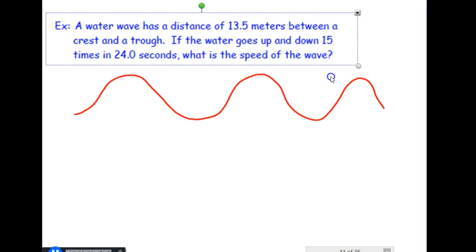Is 13.5 meters our wavelength? No, it's not. How do you know, Matthew? It said between the crest and the trough. Yes, which means from here to here is 13.5 meters. Which means from this crest to this trough is going to be 13.5 meters. But for wavelength, you need to know crest to crest. How are you going to figure out the wavelength?